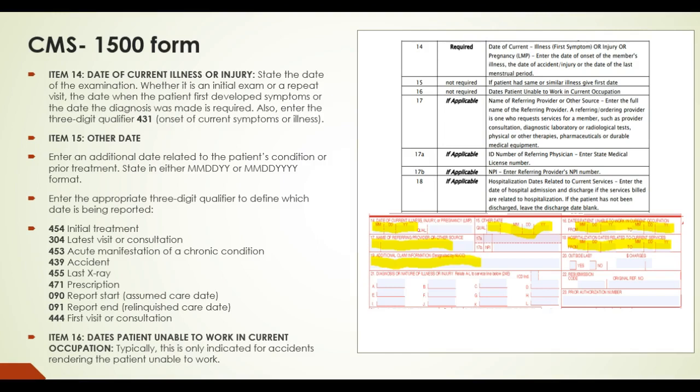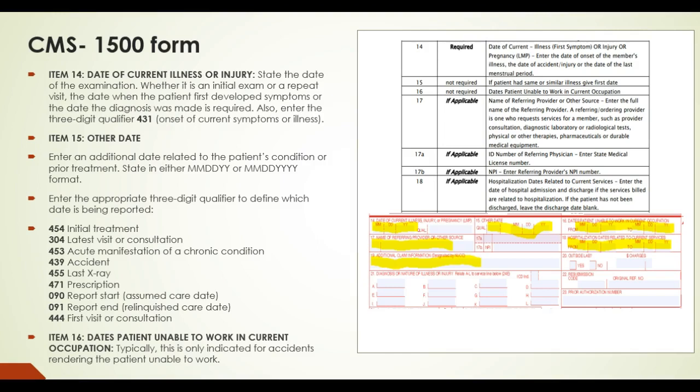Block 15 is another date, and that's just an additional date related to the patient's condition or any other prior treatment that the patient may have, and you would put in the month, date, and year format for item 15. And when you put that in, right here in the code, you would put in a code saying why that date is there. You have to put in a 3-digit qualifier to determine which date is being reported.